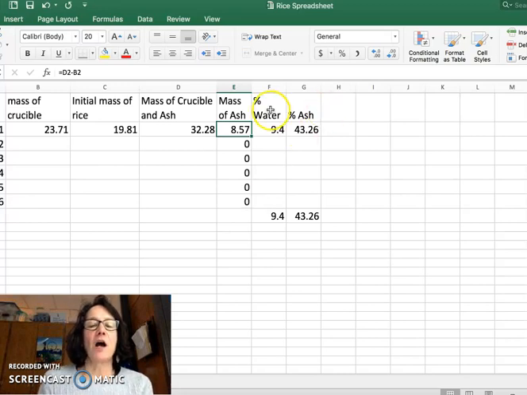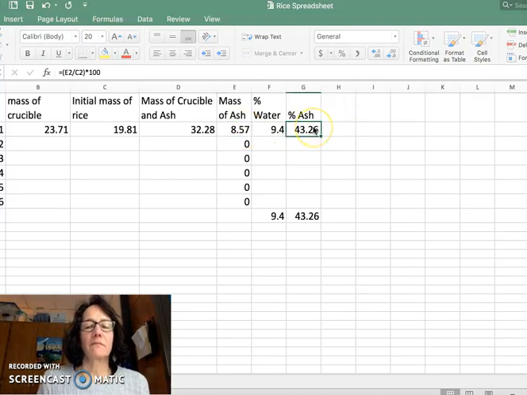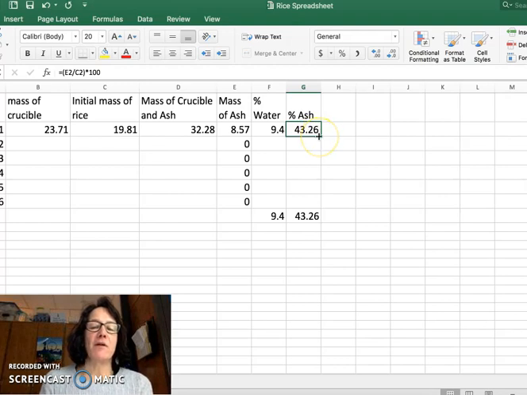so it could do that calculation once I enter other teams' data. The percent of water is what we've already calculated previously in that first data table. So there's not a calculation to enter there. And then the percent of ash, notice that my formula there is cell E2, or the mass of the ash, divided by the initial mass of the rice. So what's remaining from that is my percent ash. And again, I can carry that down through all the cells to get the average once I enter all of the data.